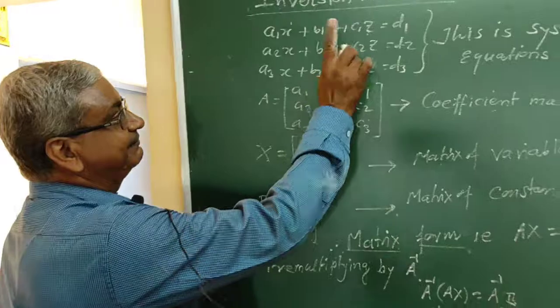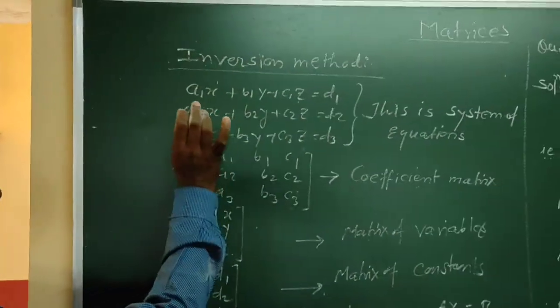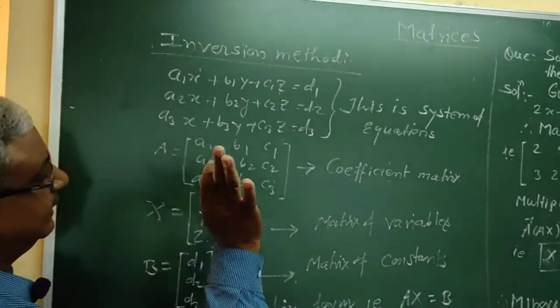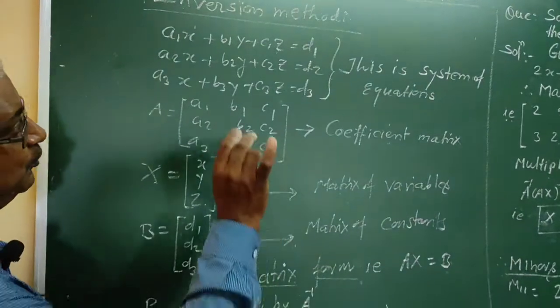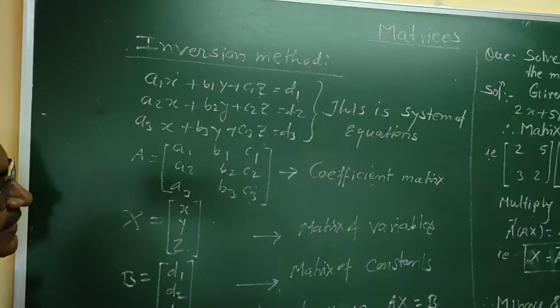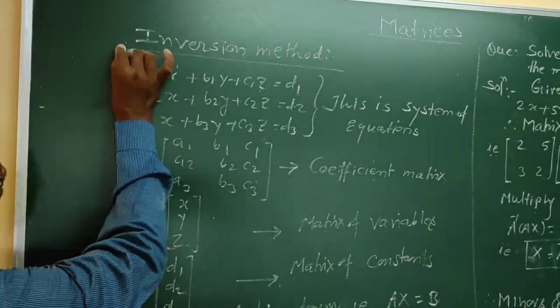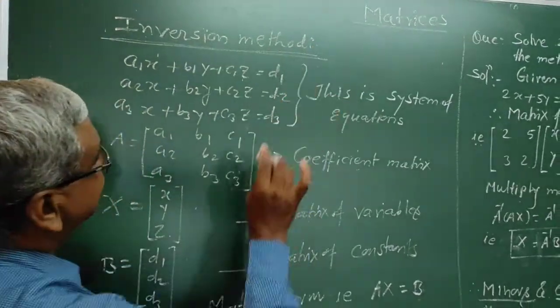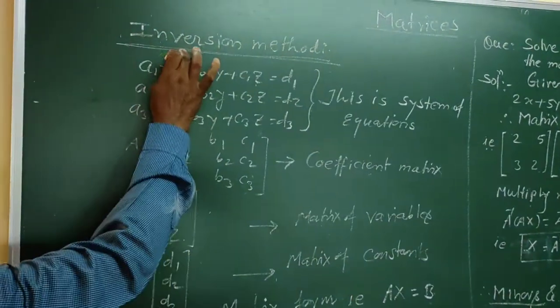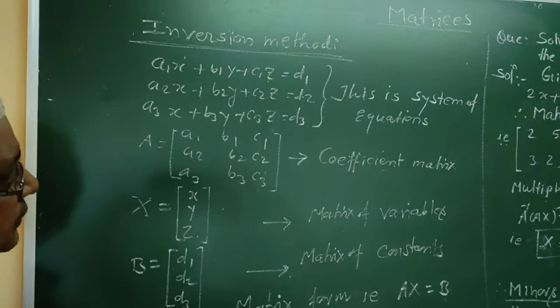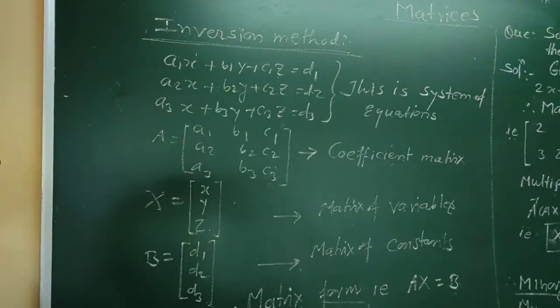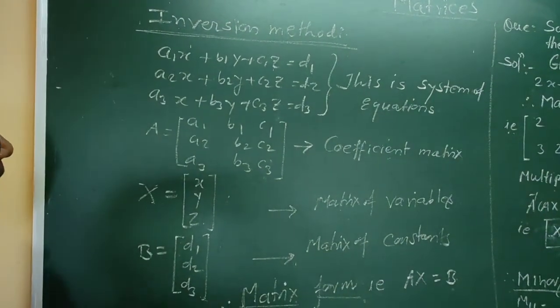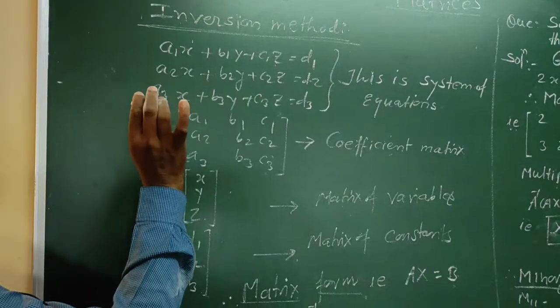Students, in the last lecture we have seen the adjoint method, that is, how to find the inverse by the adjoint method. Now we start with a new method, that is the inversion method. In this method you have to solve the system of equations. So we apply it to a system here.